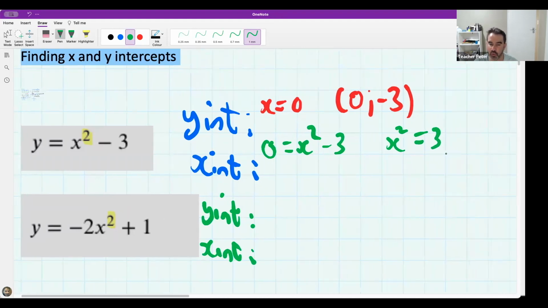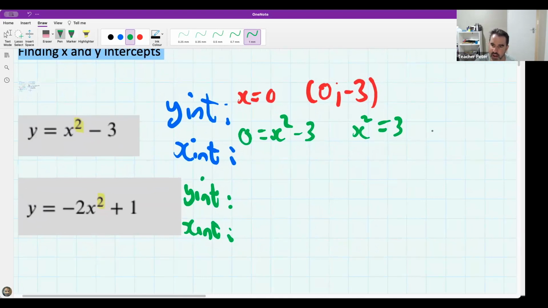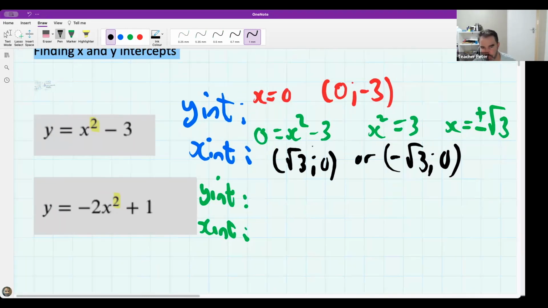One of the things I have to watch out for, though, is that when I square root both sides, I'm going to get an answer which is equal to the square root of 3, but it's plus and minus square root 3. And so the x-intercept is actually going to be (√3, 0) or (-√3, 0). So there will be two x-intercepts for the first one.